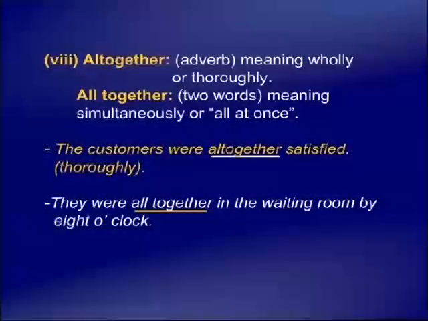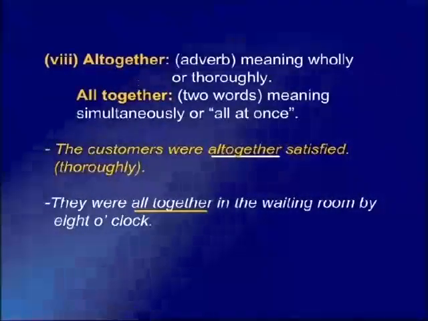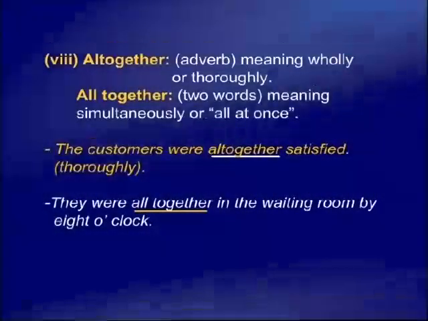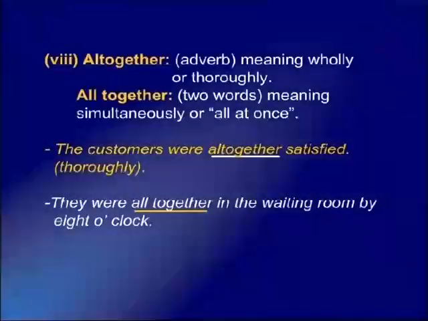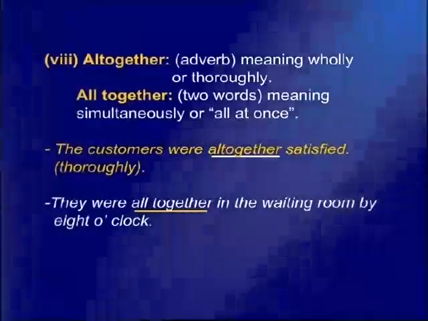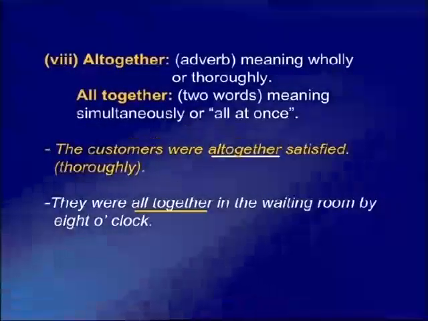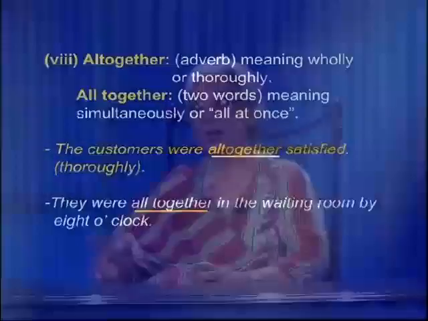Example, the customers were altogether satisfied. And here you would use the word altogether, which is one word, meaning thoroughly satisfied. And the other one, they were all together in the waiting room by 8 o'clock. All together.